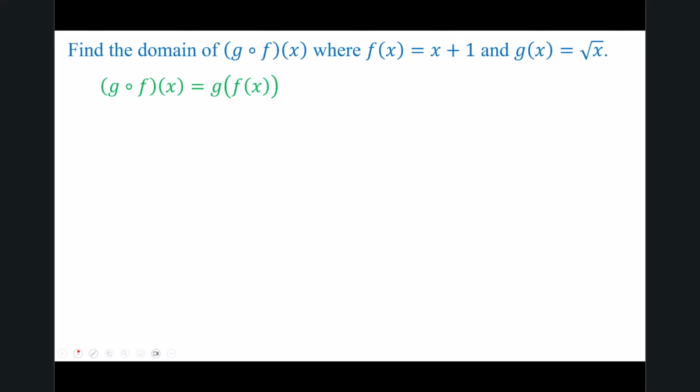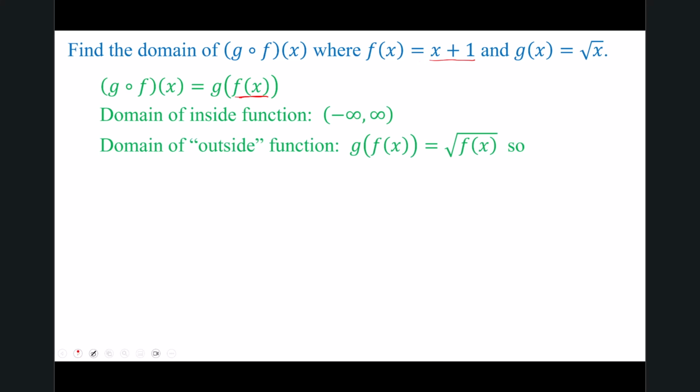Now let's find the domain of composite functions. Find the domain of g of f of x, where f of x equals x plus 1, and g of x is the square root of x. So for g of f of x, first we look at the domain of the inside function, f of x. So the domain of f of x is all real numbers. And then we look at the domain of the outside function.